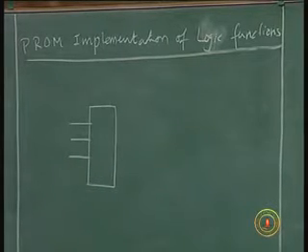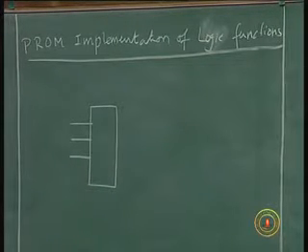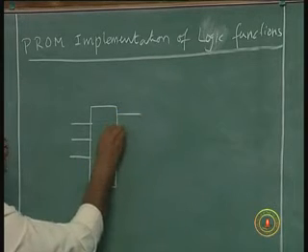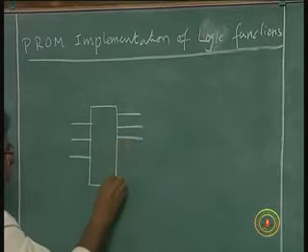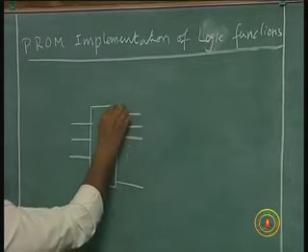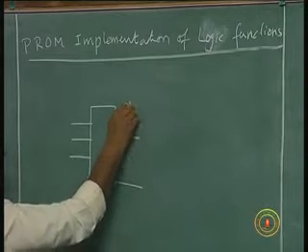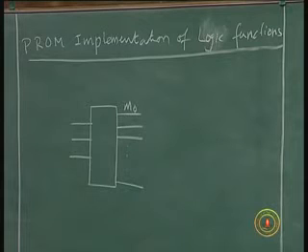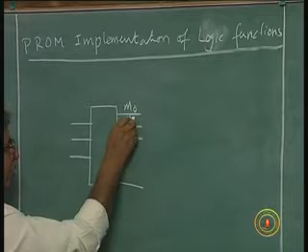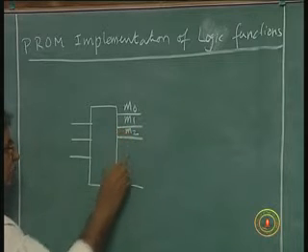How do you get it? First is A bar B bar C bar, second is A bar B bar C, then A bar B C bar, etc., etc. Finally it will be A B C. So that I should get here. A bar B bar C bar is also called what? M0, isn't it? Minterm 0. I hope you have not forgotten all these things that you did at the beginning of this course.